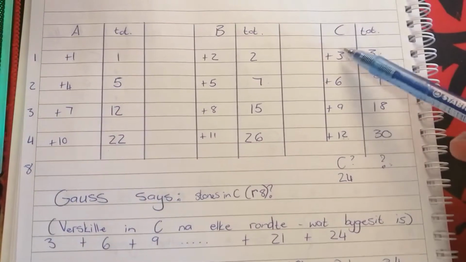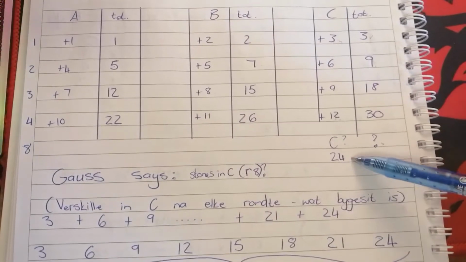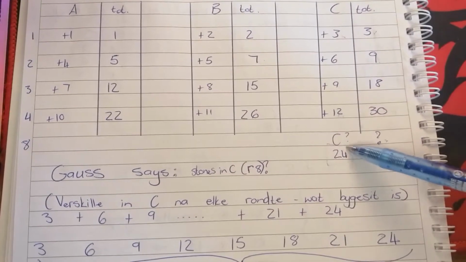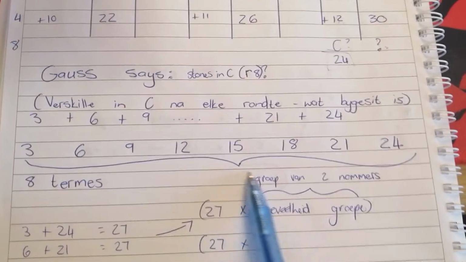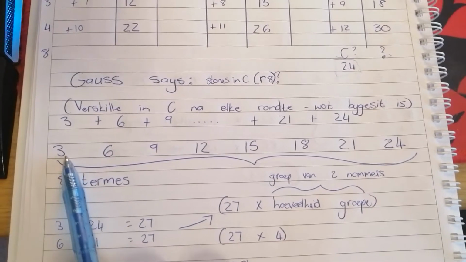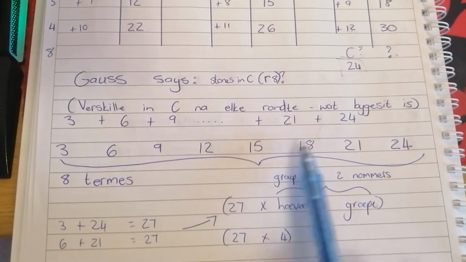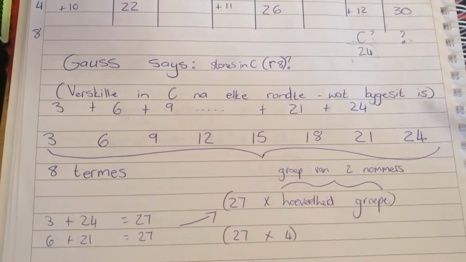So we need to carry on this pattern, 3, 6, 9, 12, 15, 18, 21, 24, until we get to 24. Then, as soon as we did that, you will see that there are exactly 8 terms. So 1, 2, 3, 4, 5, 6, 7, 8. Because we took the 8, we just multiplied it by 3.